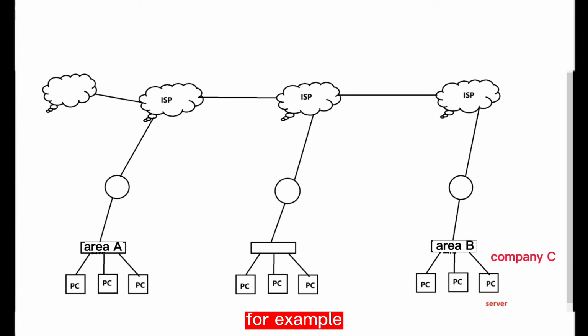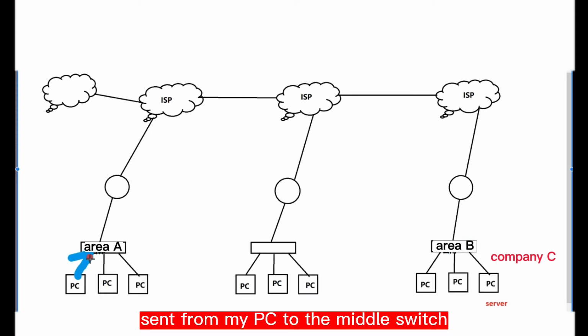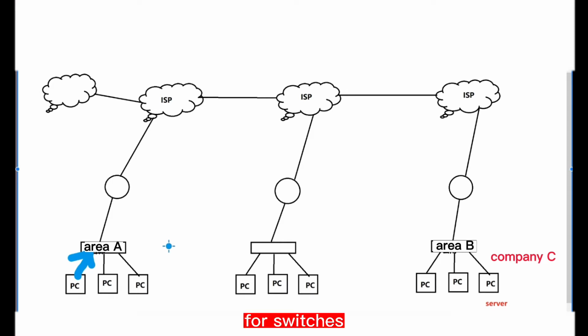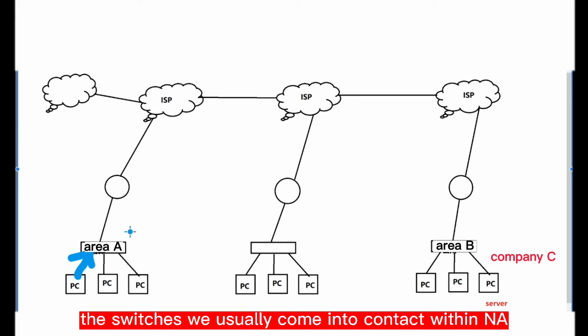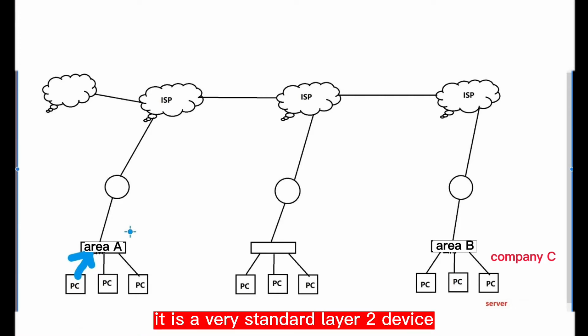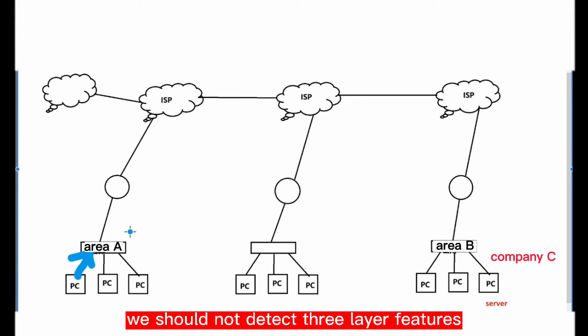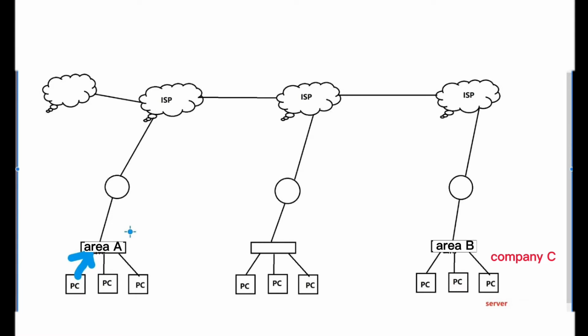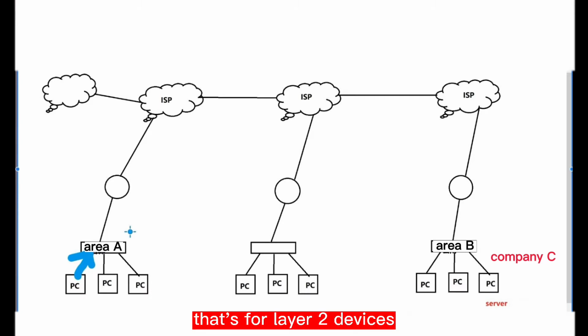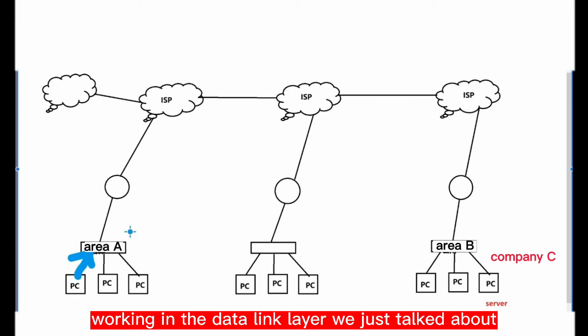For example, now one of my data is sent from my PC to the middle switch. For switches, the switches we usually come into contact with at the NA stage are very standard layer 2 devices. We should not detect layer 3 features at the NA stage. It is a layer 2 device, and for layer 2 devices, in fact it is working in the data link layer we just talked about.